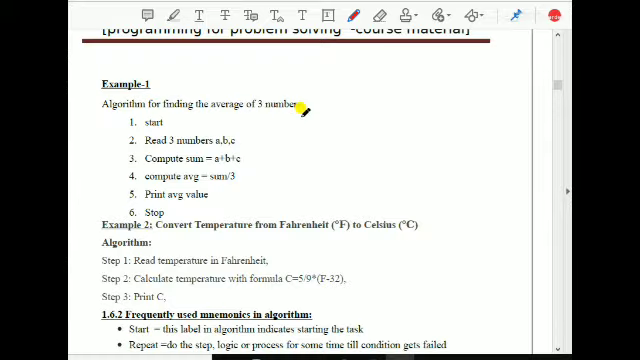Algorithm for finding the average of 3 numbers. Average means how many numbers you are taking, sum divided by the number of values you have taken. Means you have taken 3 numbers like 1, 2, 3. So 1 plus 2 plus 3 divided by the number of values, 3 numbers. So 1 plus 2 plus 3 divided by 3. Here also same thing, in the algorithm you have to write a start, and at the end you have to write a stop.